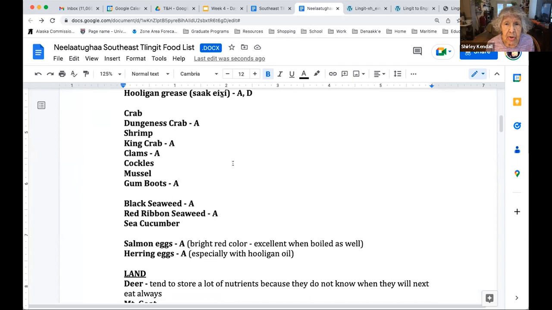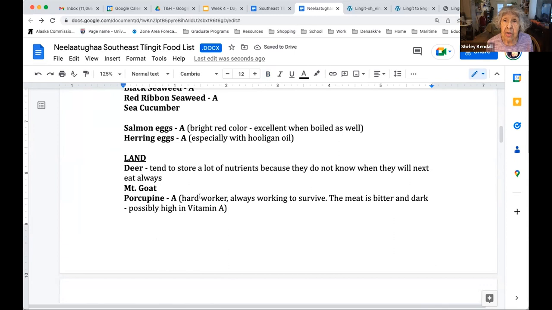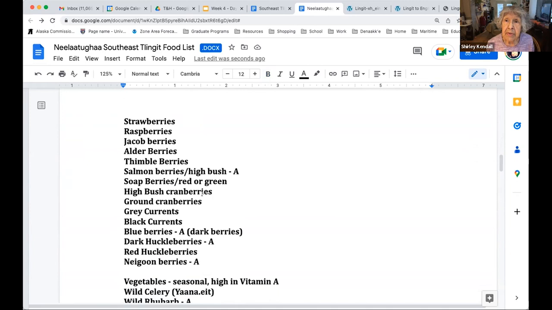Then let's go to the berries. I think we did a lot of the berries, but there was some that we didn't touch on. And there's some berries that we eat that are unusual. I think one of them is called, I'm sorry, I forget in English what it's called.